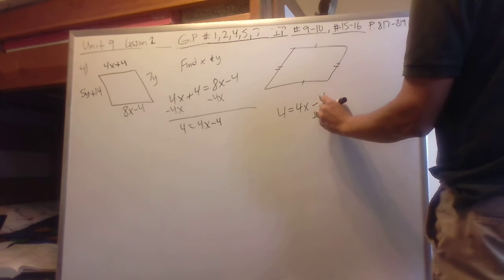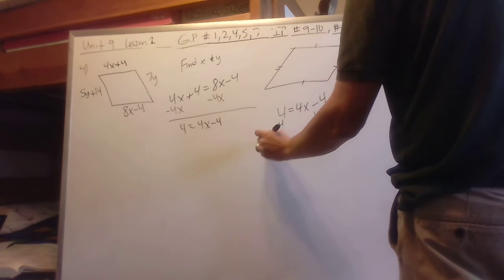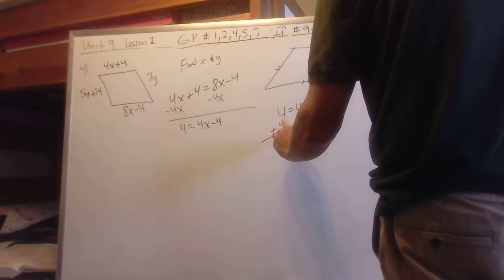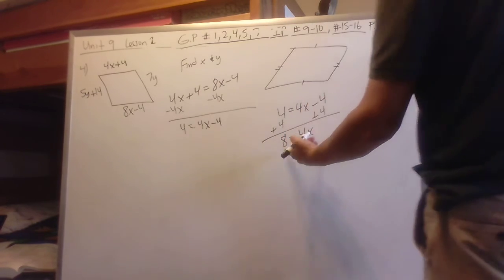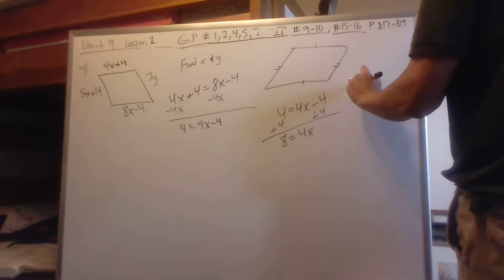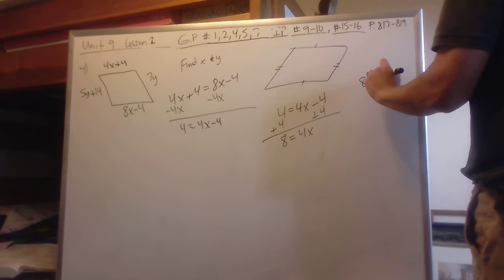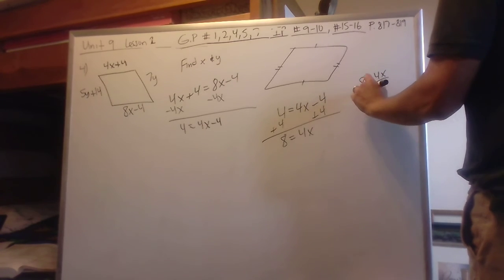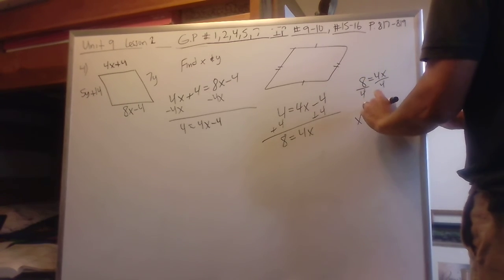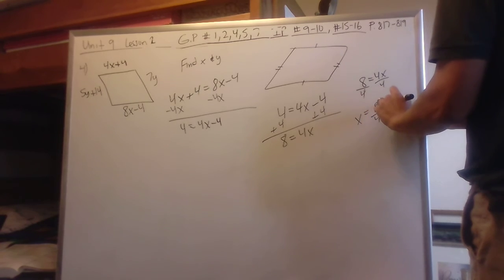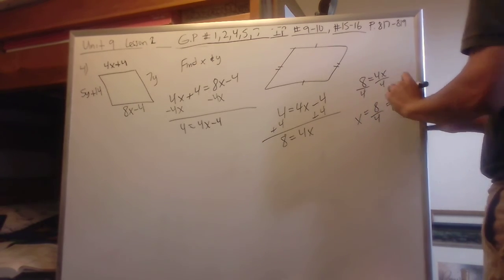So we're going to add 4 to both sides to get the number on one side of the equation, or the equal sign, and the variable on the other. So we have 8 equals 4x. So lastly, we're just going to divide by 4. So x equals 8 divided by 4, which is 2. So x equals 2. We're going to do the same thing for y.